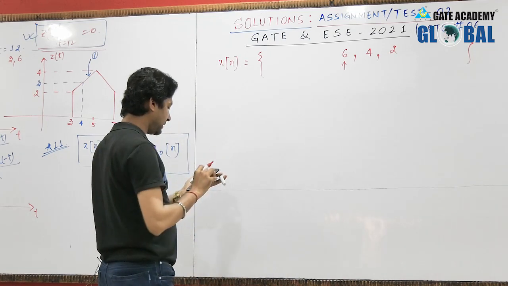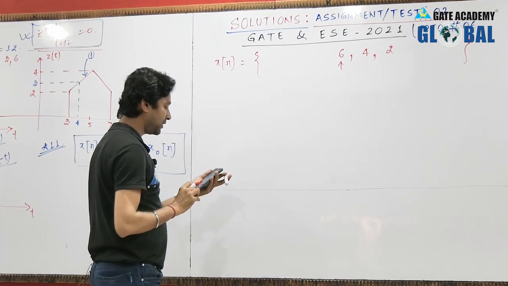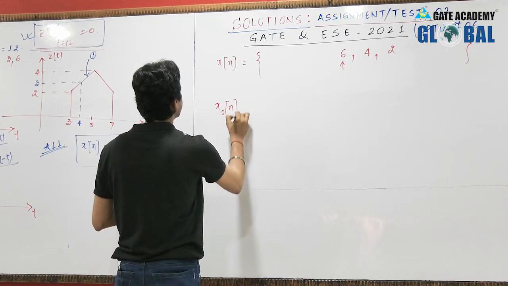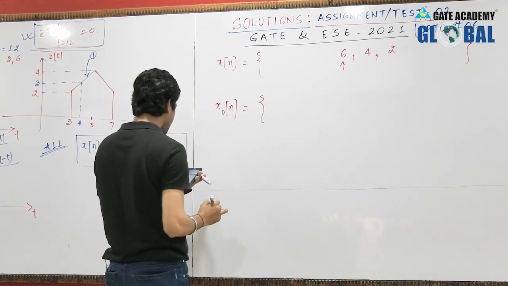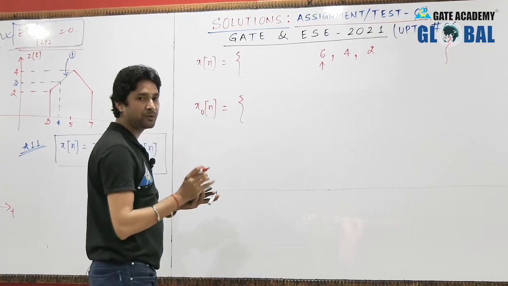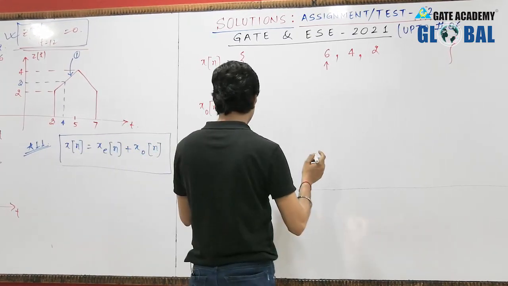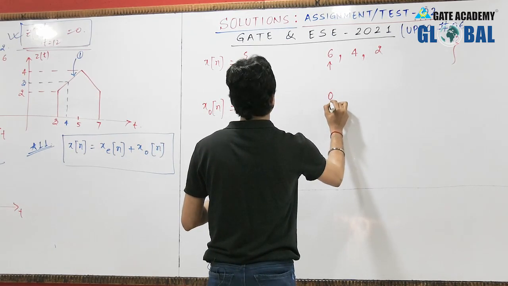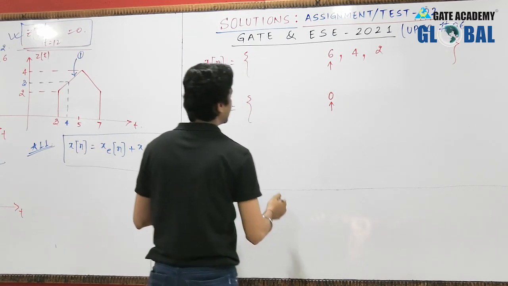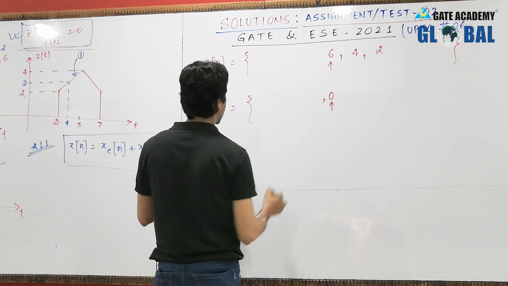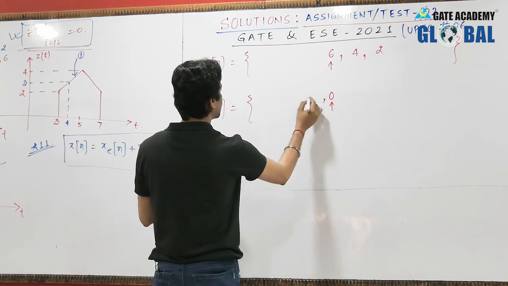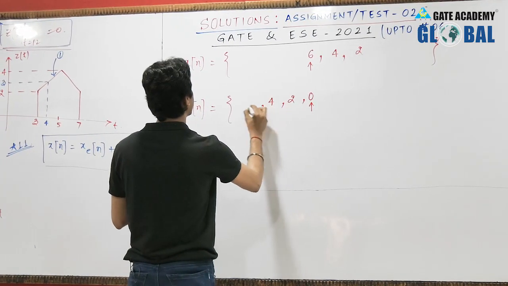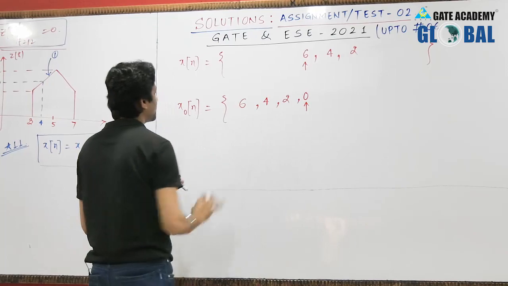Also, the odd part of this signal, x odd of n, is given. It is given only for n less than 0. Obviously, if the signal is odd, then its value must be 0 at n equals 0, and the values are 2, then 4 and 6. So these are the values of x odd of n.